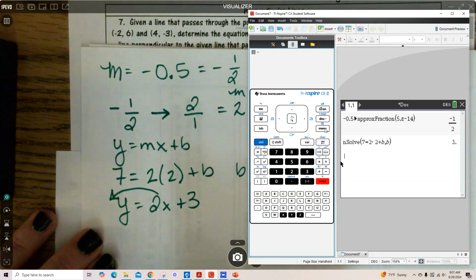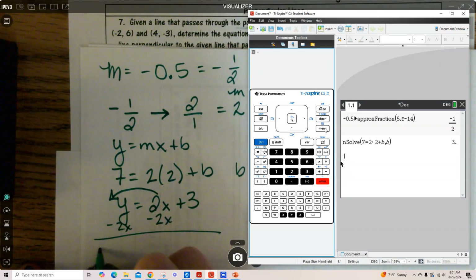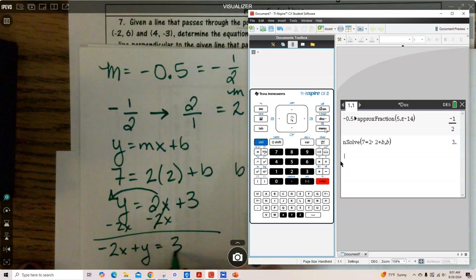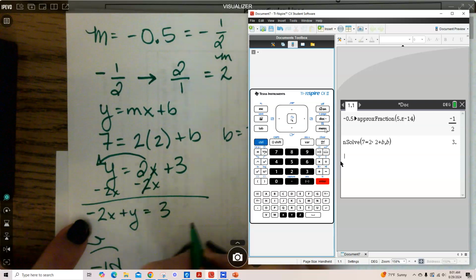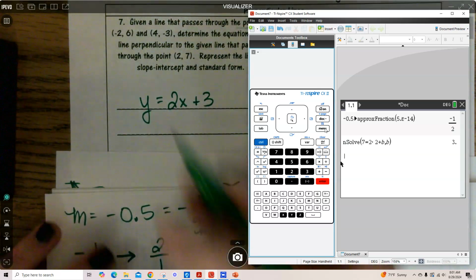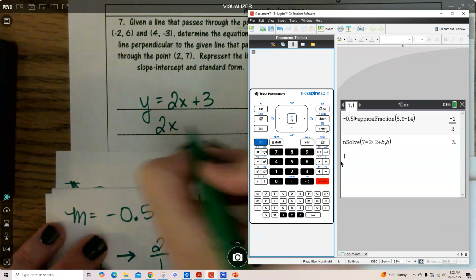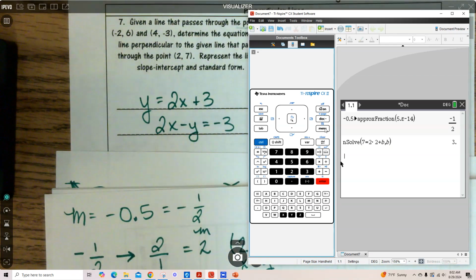So we have to move the x value over here. We're going to subtract 2x from both sides. 2x plus y equals 3. And then remember, we change the signs. So if x is negative, everybody's sign changes. So 2x minus y equals negative 3.